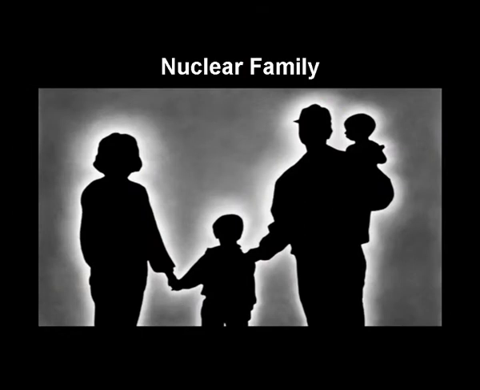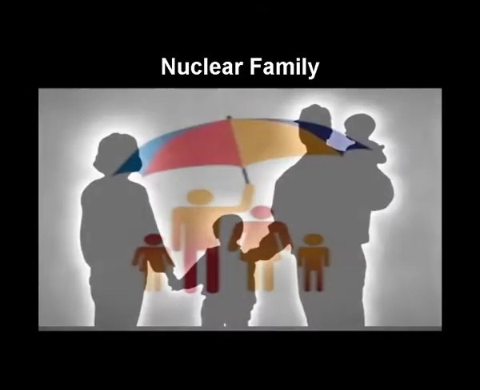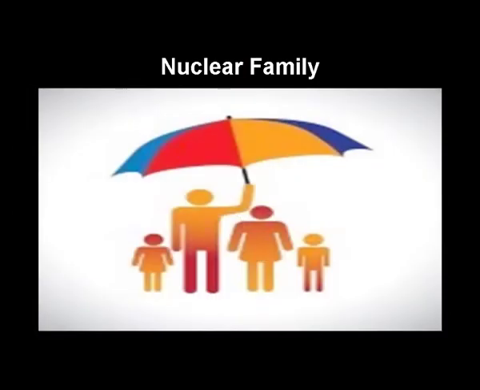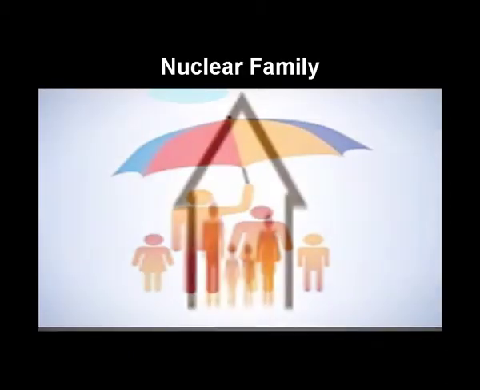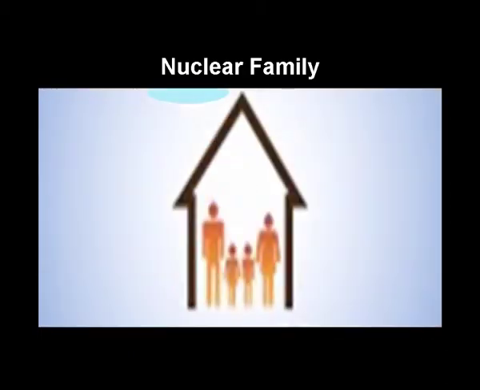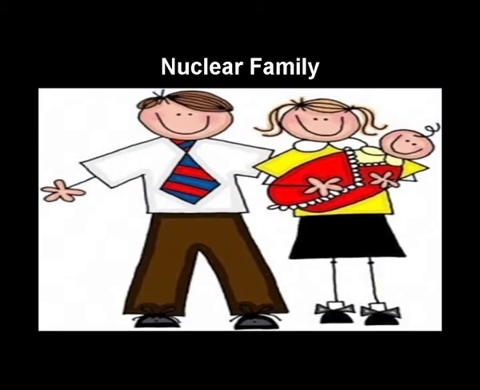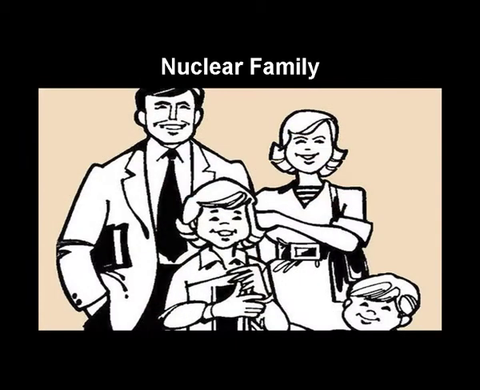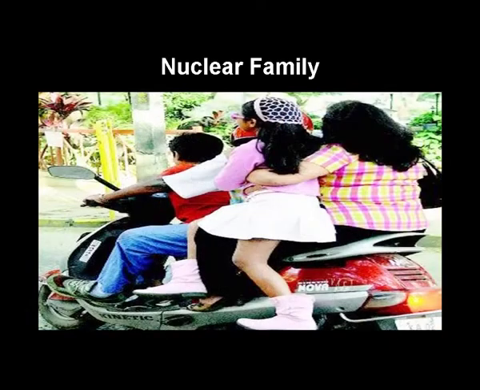The second type is nuclear family. The nuclear family consists of parents and their biological or adopted unmarried children. Due to modernization and industrialization and also due to migration, the size of the family is very much reduced. Only the couples establish their home in their preferred places.